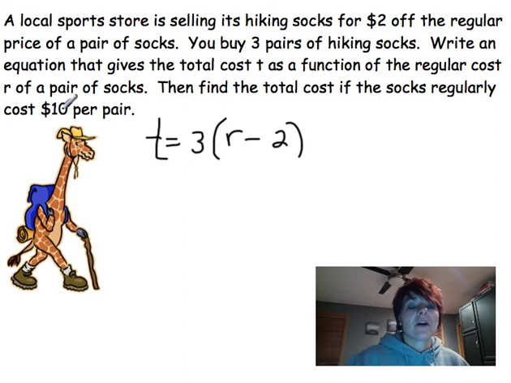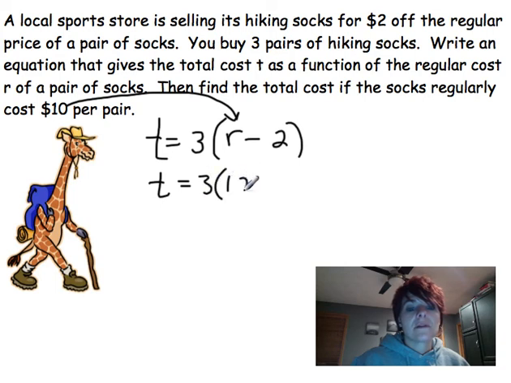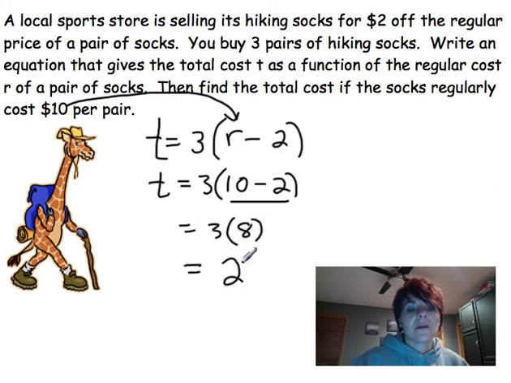All right, so now that we have this equation, we want to find the total cost if the socks regularly cost $10 per pair. Well, if the regular cost is $10, all I need to do is take that $10 and plug it in for regular. So I'm going to go T equals 3 times 10 minus 2. Okay? So first I do what's inside the parentheses, so it would be 3 times 8, which is going to be $24. Okay? That would be my total cost, and that's my answer.